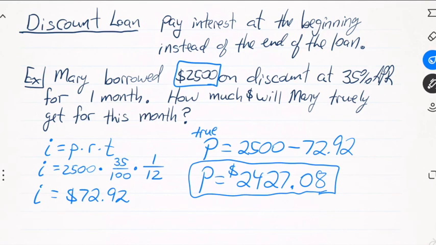All right, so this being the case, then the interest cannot be 35%. It's going to have to be a little bit more because you just borrowed less, but still had to pay back everything at the end. All right, so let's find out how much the interest rate really is.